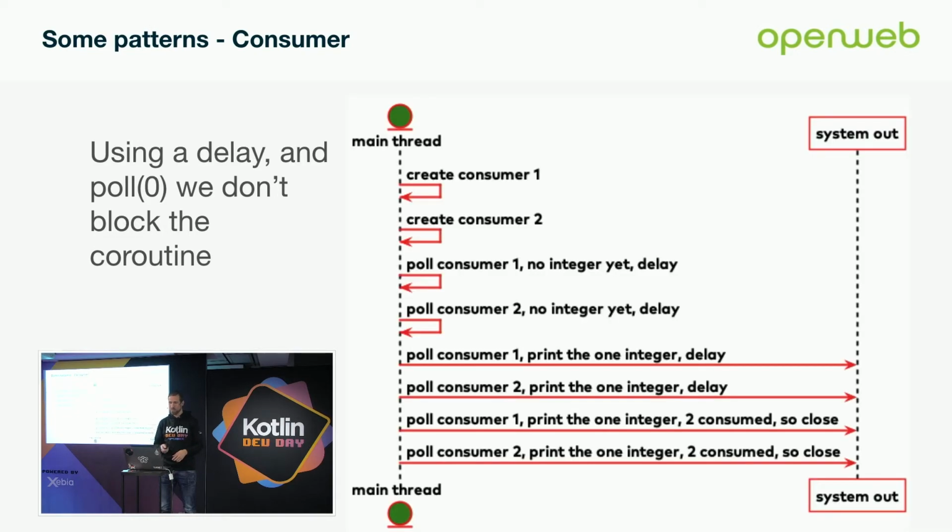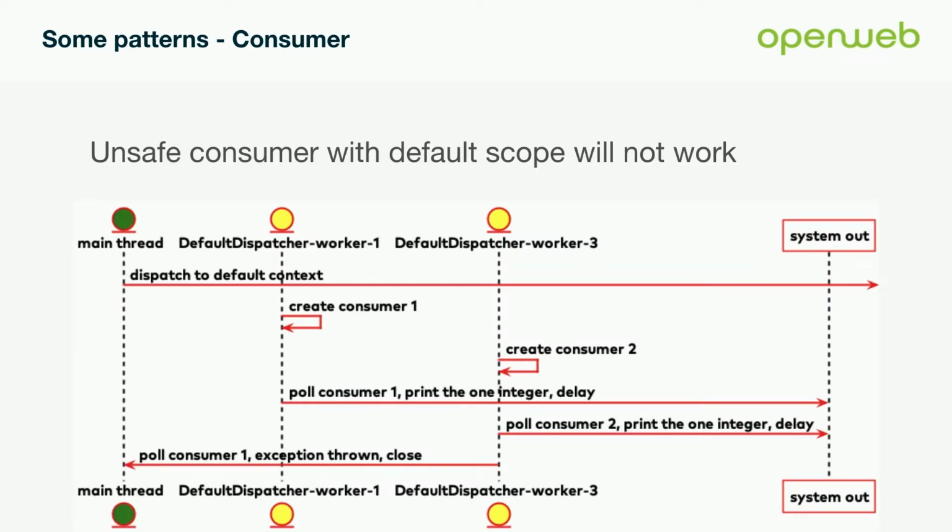Yeah, so this is with the coroutines. Then I'm creating the consumers, I'm polling and then delaying. And because I'm using poll with 0, it will never really block, so it will also not block the underlying threads. So that's really nice. But then of course thread safety comes into play. So one way to do it is to use a context that just has one thread, because then you're sure you're not running into thread safety issues. So just using it with the default scope will not work, because then you get the exception that we saw.